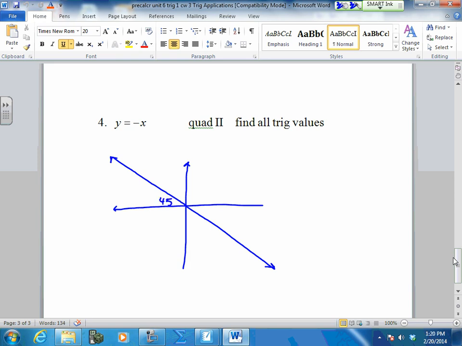It's a 45-degree angle. So, 1, 1, what's the radius? Radical 2. So what's x in this quadrant? Negative 1. What's y in this quadrant? 1. What's r in this quadrant? Can you find me all your pieces now? Yes, you can.